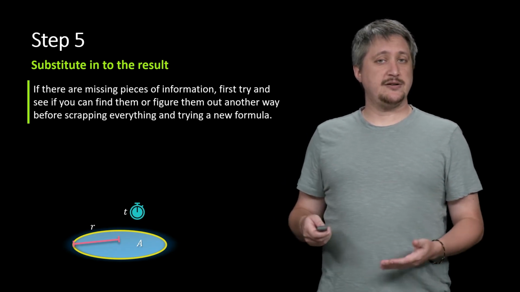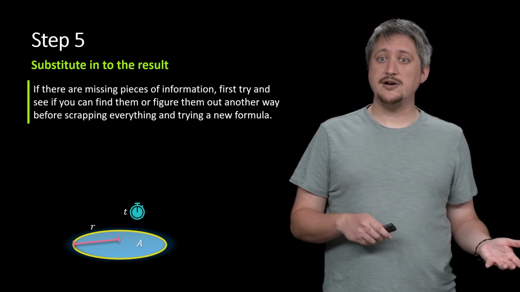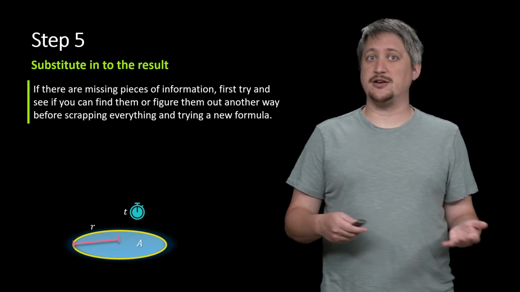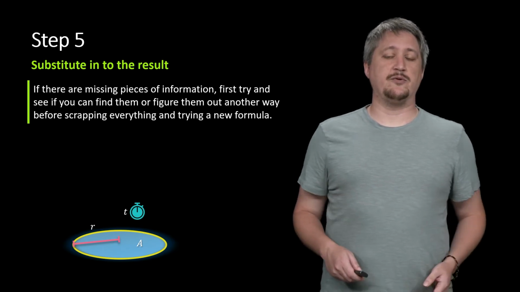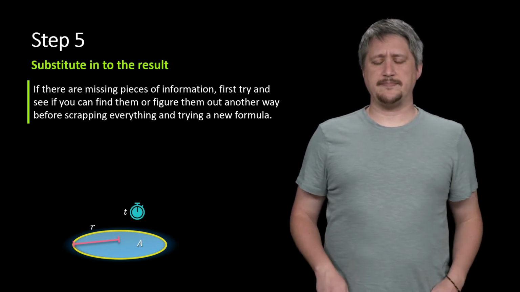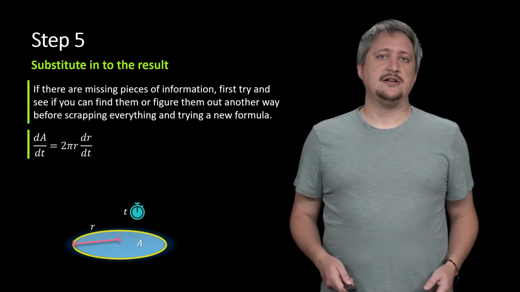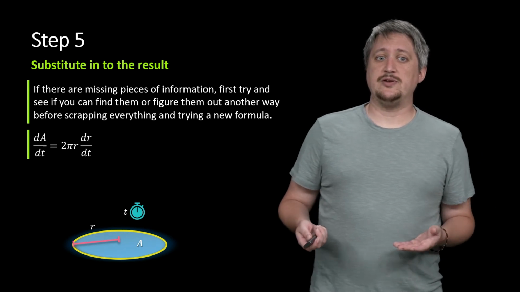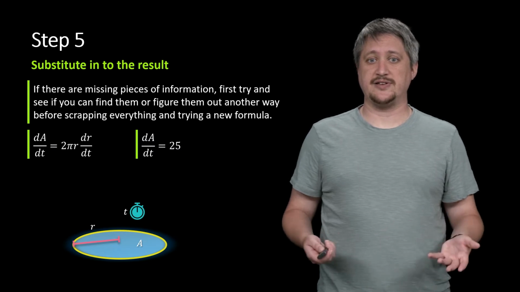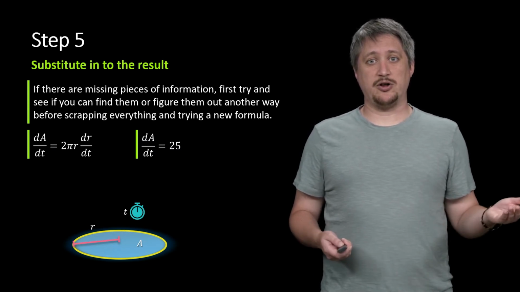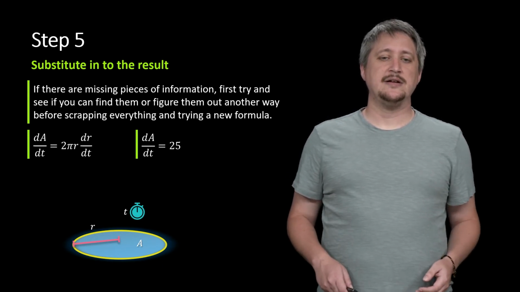If there's pieces missing, which happens, first we want to see if we can figure out what those pieces are in some other way rather than trying to scrap everything and come up with a different formula to start with. Because a lot of times there are ways to recover information that's missing from the original statement. Here, I have dA/dt as 2 pi r dr/dt. dr/dt is what I'm after, so I'm going to see what of the other pieces of information I know. I know dA/dt is 25, because that was the change in area over time. The amount of water that's getting put in is 25 square inches per minute.